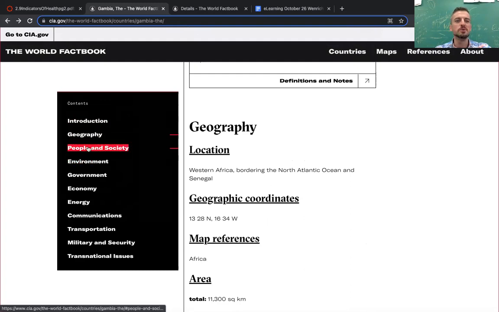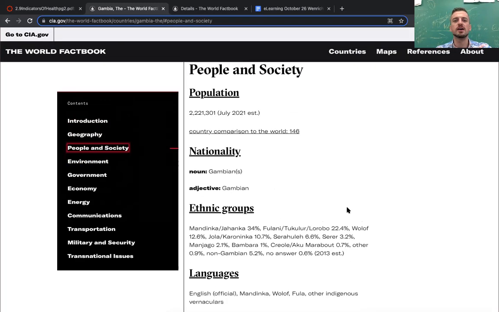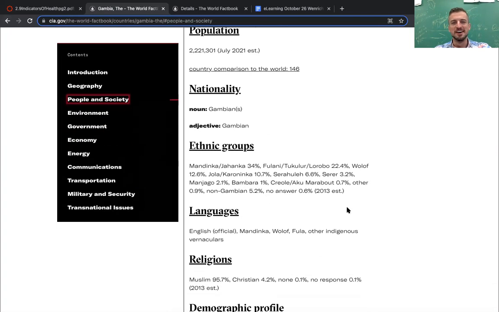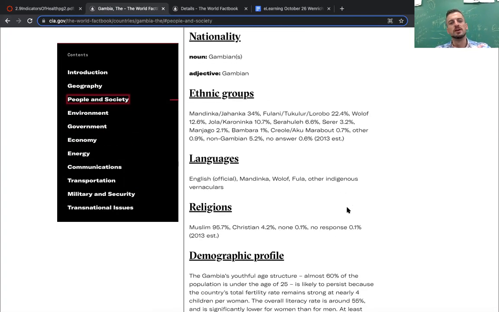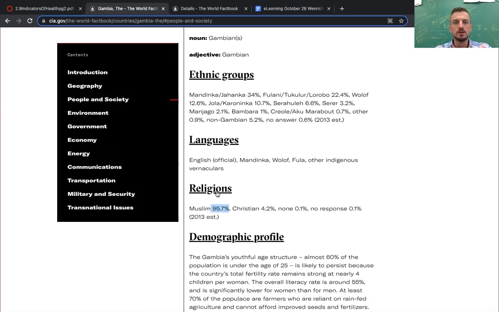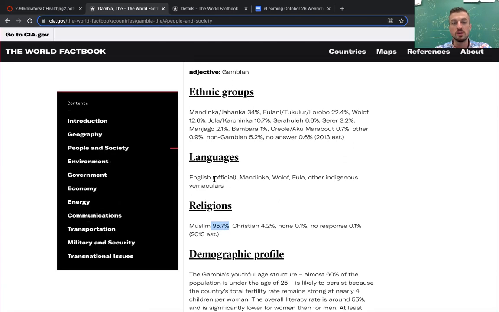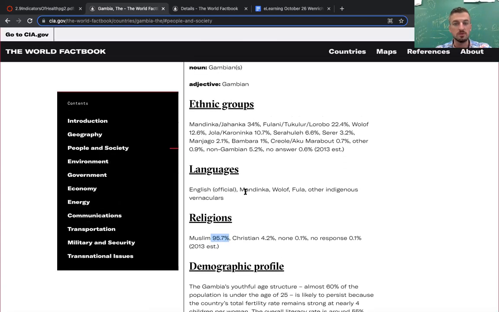You're going to click on the People and Society tab, and it will take you directly to learning about the people. And that's what we care about when we're learning about population. You can figure out important religions. A majority of the country is Muslim. What languages are spoken. English is the official language, but there's some others. Mandinka, Wolof, Fula, and other indigenous vernaculars. Look at that. Native languages.